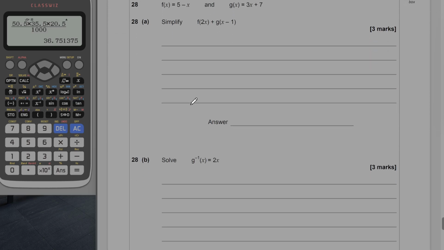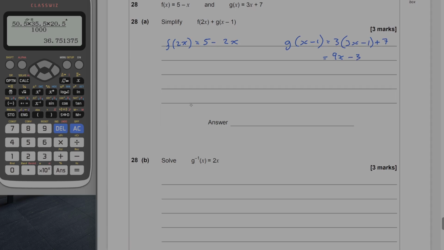Okay, question 28, functions. So f of x is equal to 5 minus x, and g of x is equal to 3x plus 7. Simplify 2 lots f of 2x plus g of x minus 1. Okay, so let's first of all show what f of 2x would be. We put 2x instead of x into this, so that would be 5 minus 2x. And let's at the same time do g of x minus 1. So that would become 3 lots of 3x minus 1 plus 7, which would be equal to 9x minus 3 plus 7, which would be 9x plus 4.